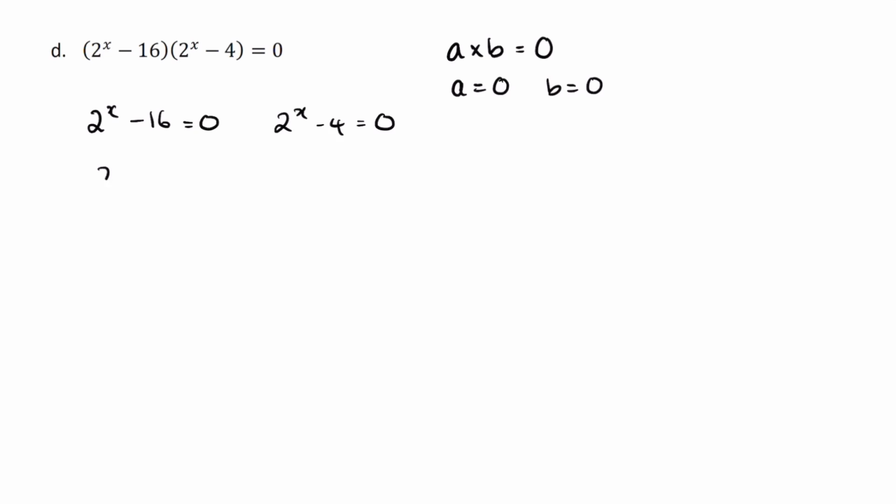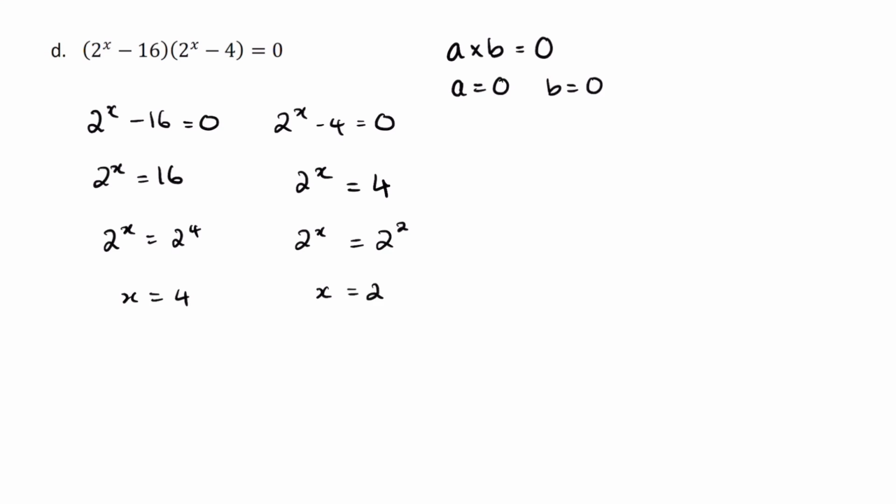From there, I can go ahead and get the values on the other side. And once again, I want to try and create the same base. So in this case, 16 can be rewritten as 2 to the power of 4, and 4 can be rewritten as 2 to the power of 2, and I can go ahead and solve for x from there. And there I have my two answers.